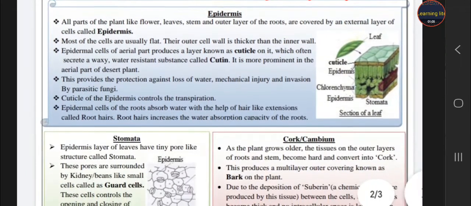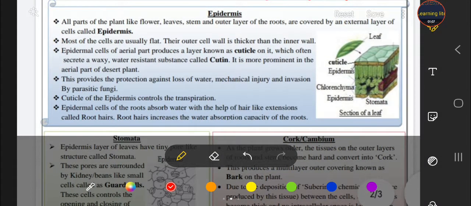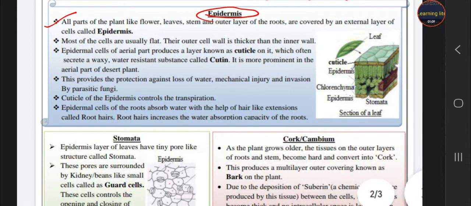First one is our epidermis. All parts of the plant like flower, leaf, stem and the outer layers are covered by the epidermis. So students, epidermis is present in all parts like flower, leaf, stem. All parts have an outer layer covered with this epidermis. Cells are flat and their cell wall is thicker.